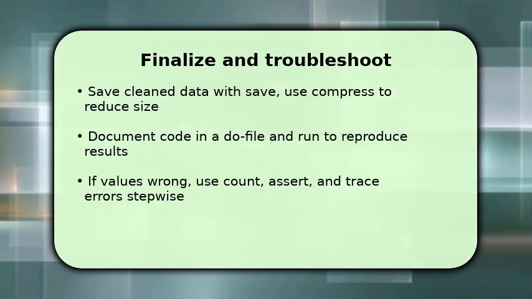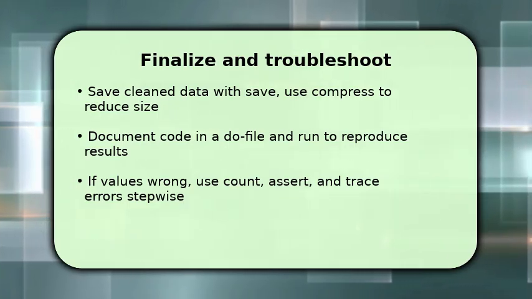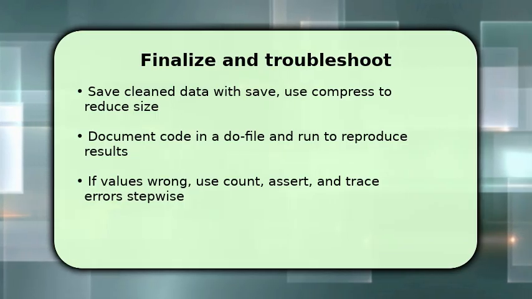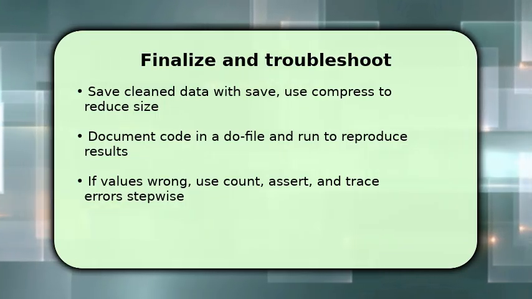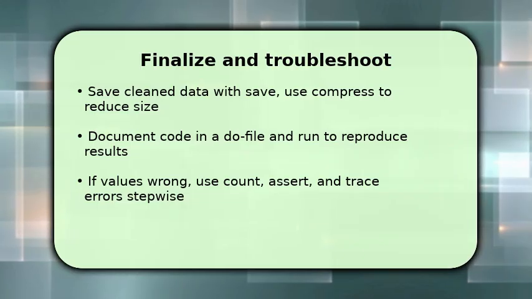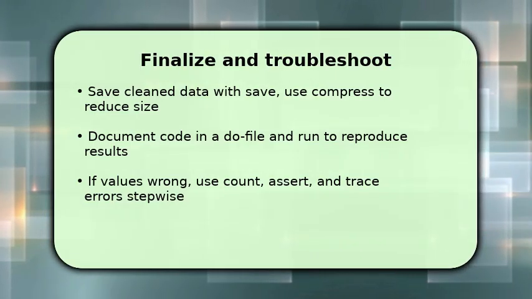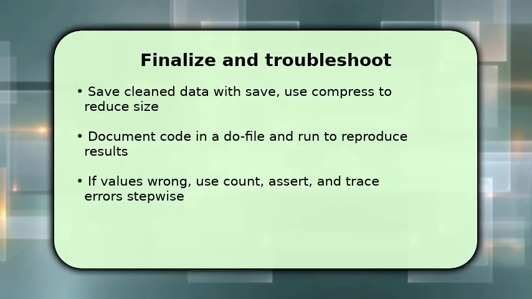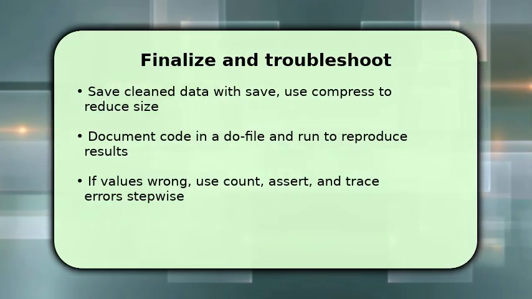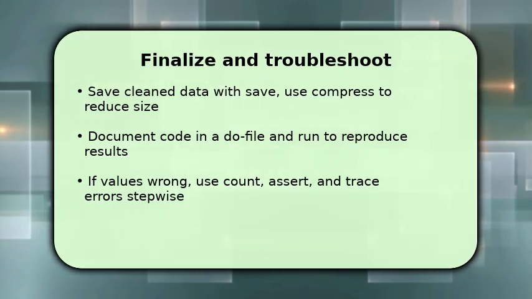If outputs don't match expectations, step through with list or count to isolate problem rows, use assert to check assumptions, and inspect variable types. String versus numeric often causes mistakes. A quick troubleshooting tip: if recode behaves oddly, check for leading or trailing spaces and convert strings to numeric before recoding.